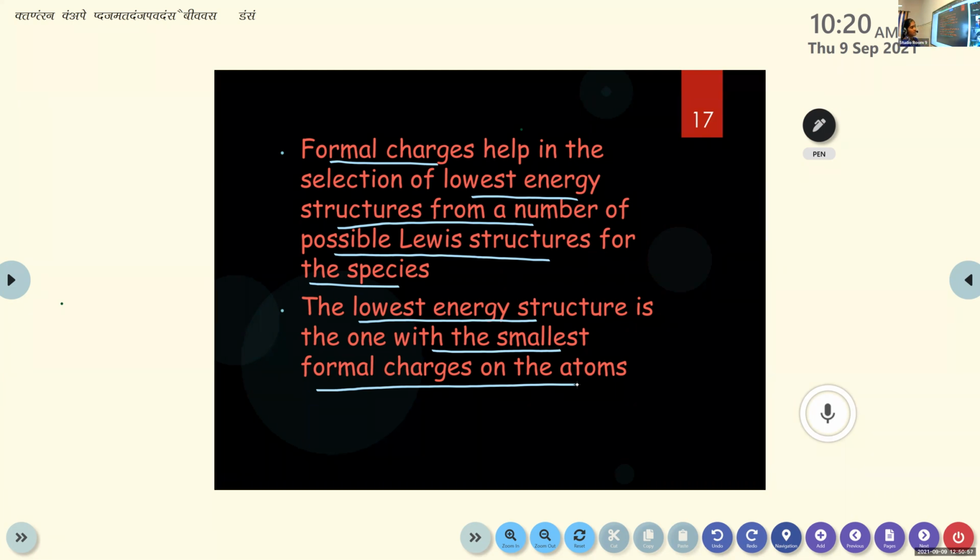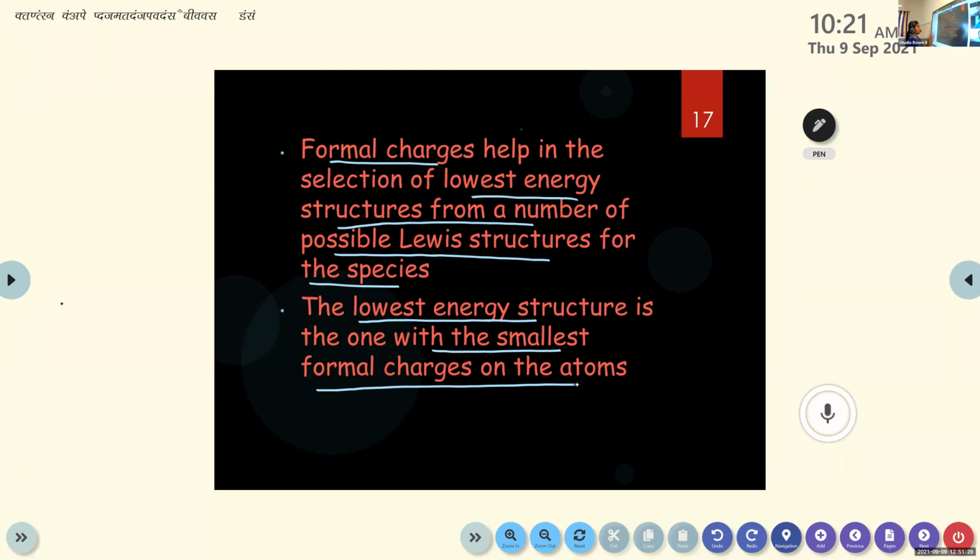This is clear, children? Yes. Okay. Niranjan, can you please read the points? Yes, ma'am. Formal charges help in the selection of lowest energy structures from a number of possible Lewis structures for the species. The lowest energy structure is the one with the smallest formal charges on the atoms.